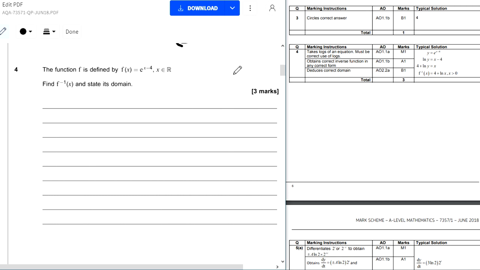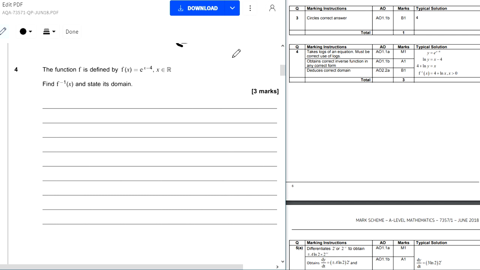Function f is defined by f of x is e to the x minus 4, where x is in the set of real numbers. In case you don't know what that means, real numbers is basically all the standard numbers, because in A-level maths you don't really come into imaginary numbers, you really only just work with real numbers. So it basically means any number. Find the inverse of f and state its domain.